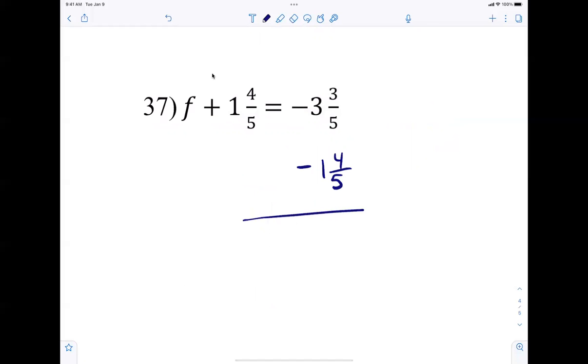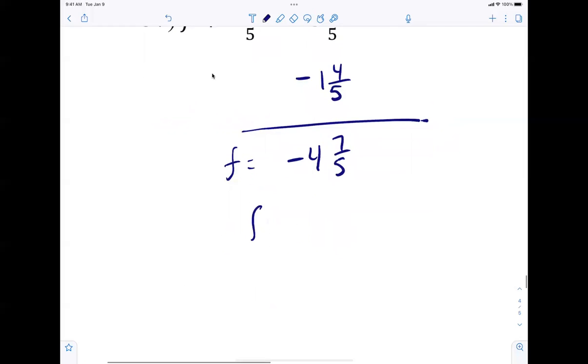Yay. Do I need a common denominator? Good. So what do I have so far? Beautiful. Yes. Super happy with that. Super happy.